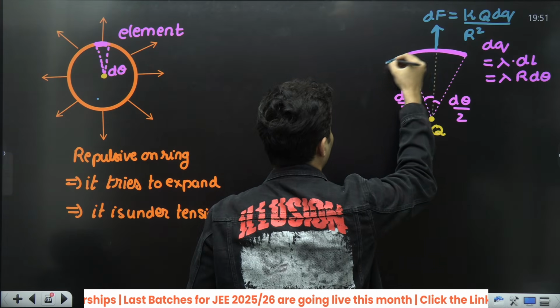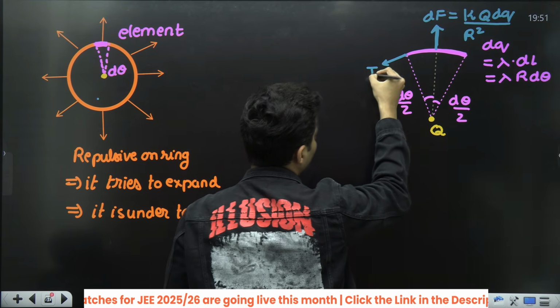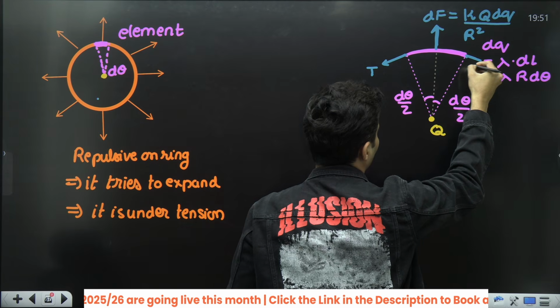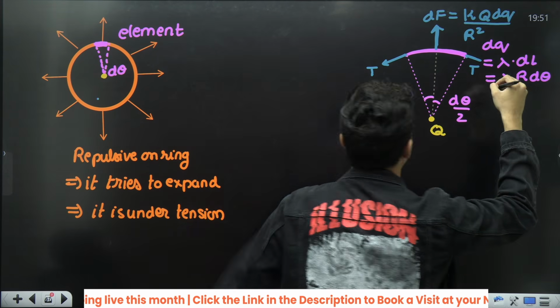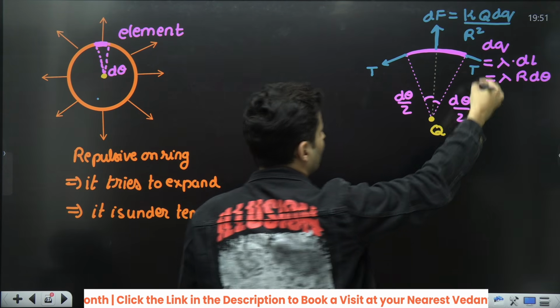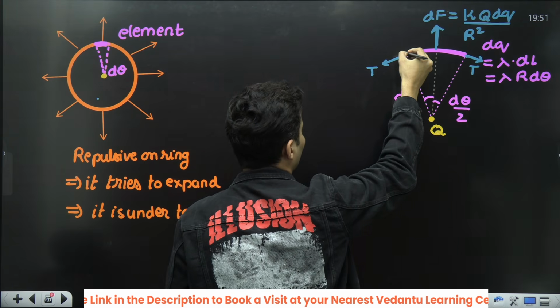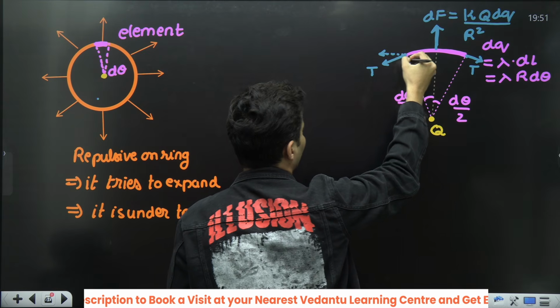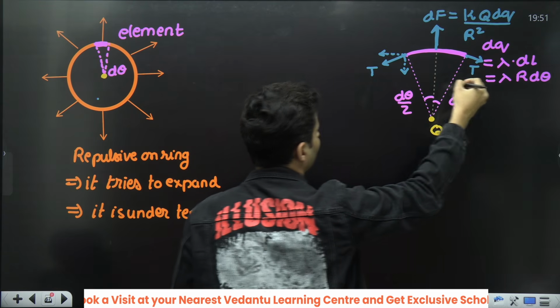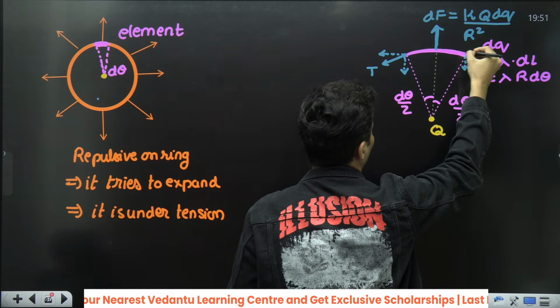Apart from that, there will be tension here and there will be tension here. Remember, I told you the ring is under tension. Now, this tension will also have two components, one component here and the other component here, and one component here.